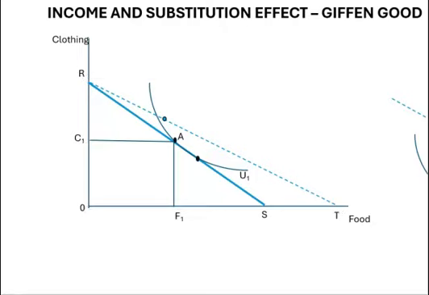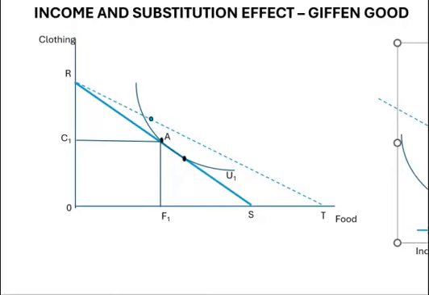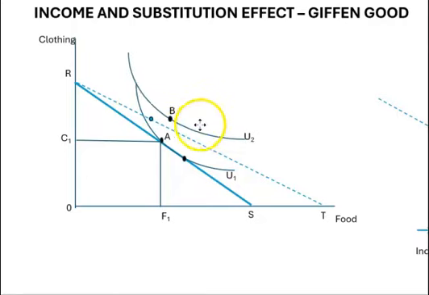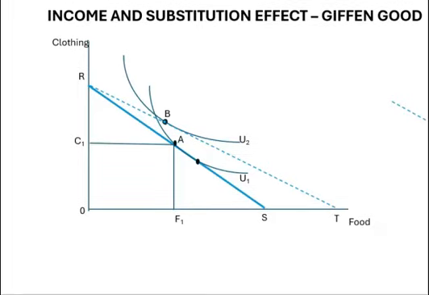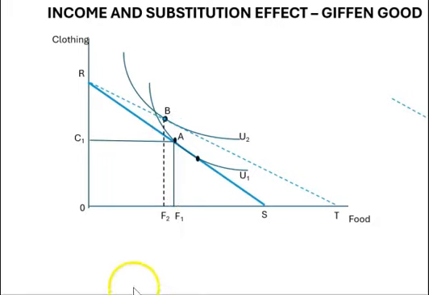Our new indifference curve, U2, is now tangent to RT, and the consumer basket is at point B. We can see here that at point B, consumption has actually decreased by F1F2. This already tells us it is an inferior good, because as the purchasing power increases, the consumption of food decreases. Remember, the initial consumption is OF1, and now the consumption is OF2.